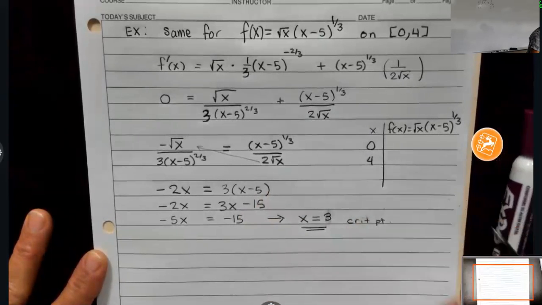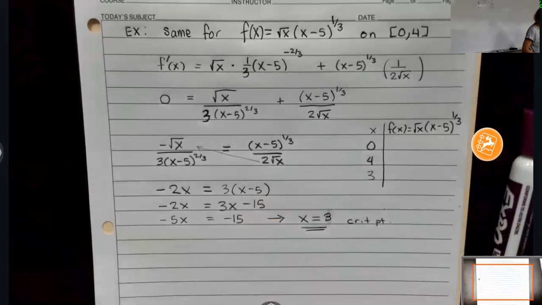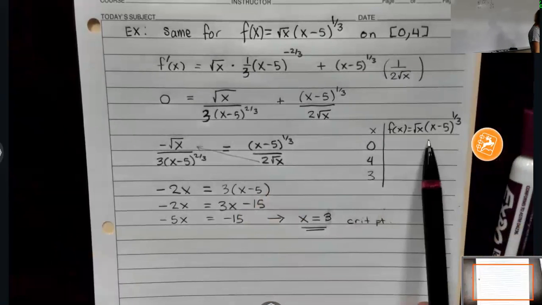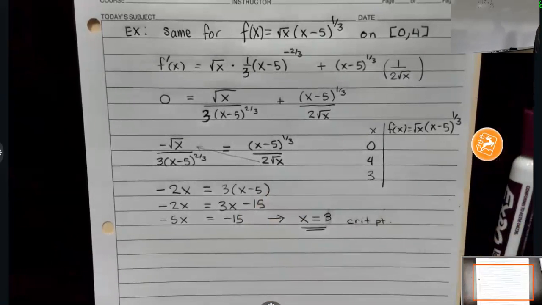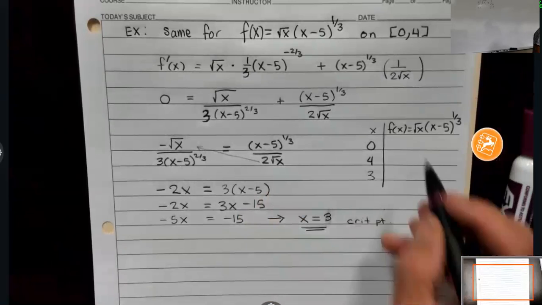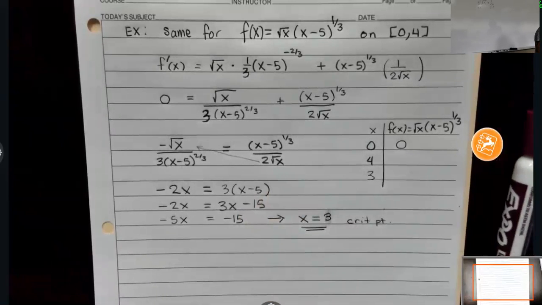0, 4, or at 3. If I put a 0, this first factor is 0. 0 times any number is 0. So f of 0 is 0.